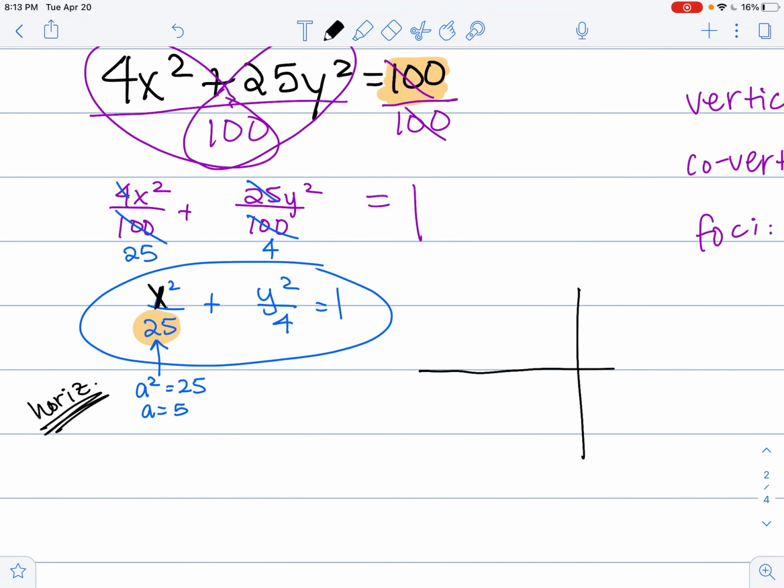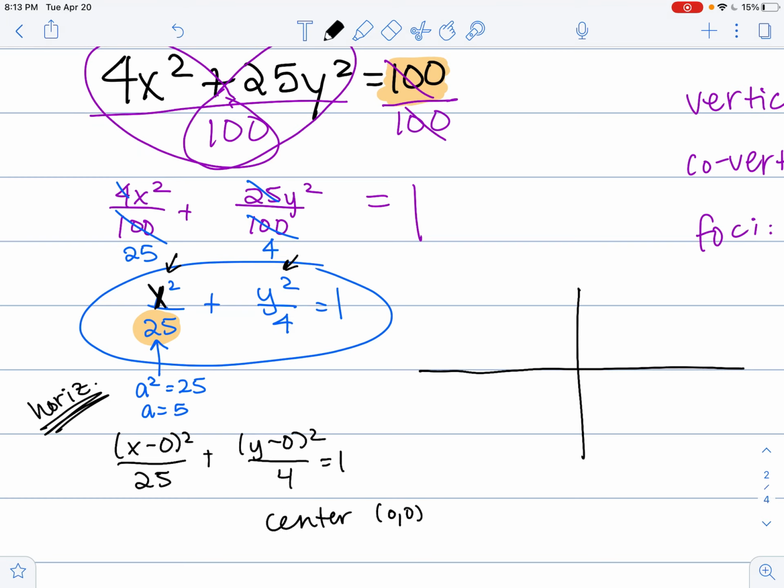We also know by looking at this ellipse that the h comma k are 0, 0 because there's nothing on the x. So you could think about this as x minus 0 squared over 25 plus y minus 0 squared over 4 equals 1. That tells me that the center is at 0, 0. So I'm going to draw that first.